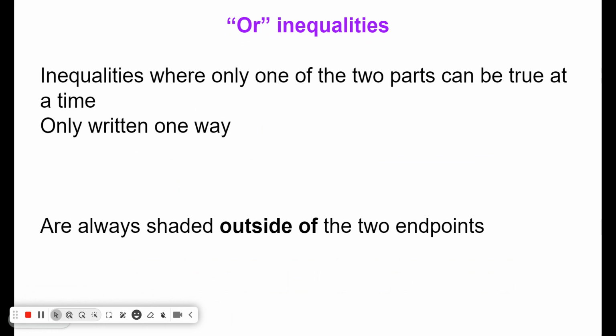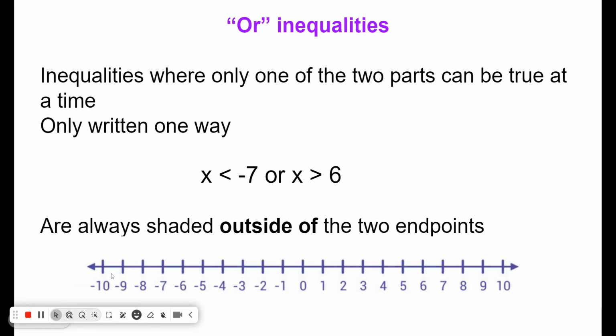OR inequalities are inequalities where only one of the two parts can be true at a time. This is only written in one way. You'll see the word or. X is less than -7, x is greater than 6. So the areas shaded are on the outside.